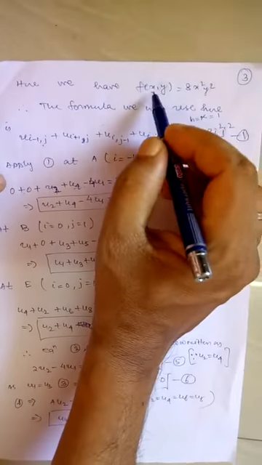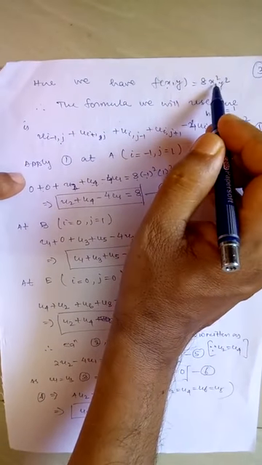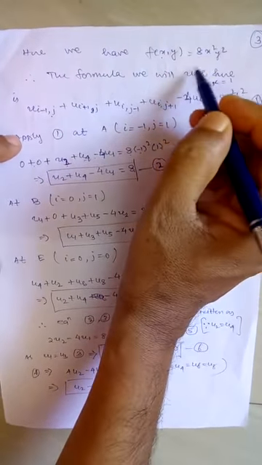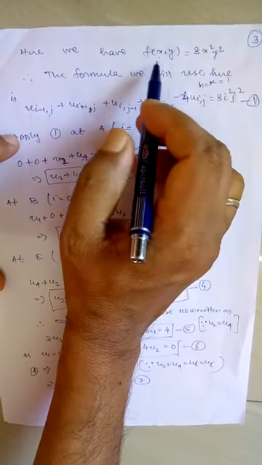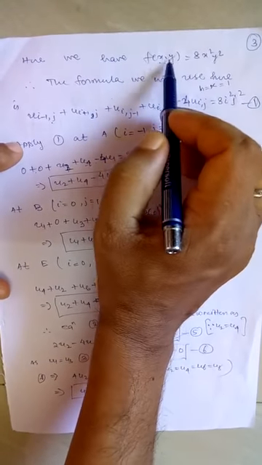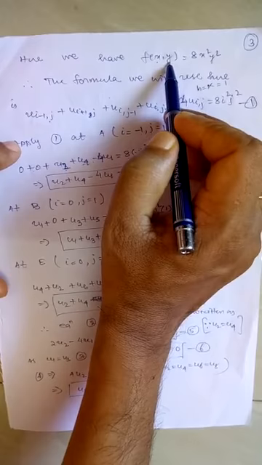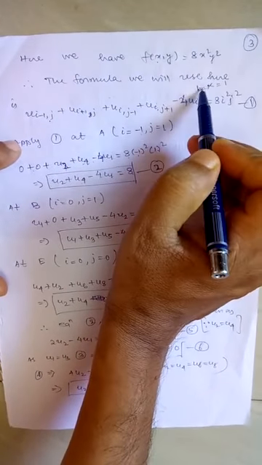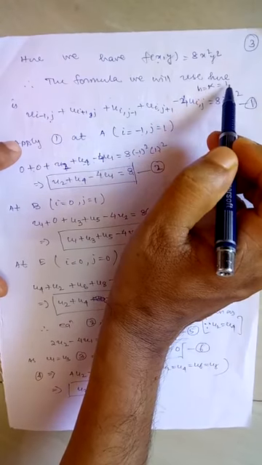Here we have f of x y is equal to 8 x square y square. As I have told you, wherever x is there you can replace it by i h, wherever y is there you can replace it by j k, but h is equal to k is equal to 1, so x will be i, y will be j.